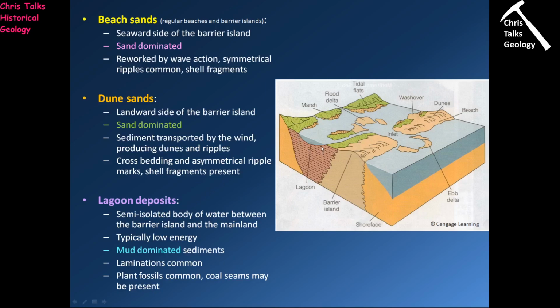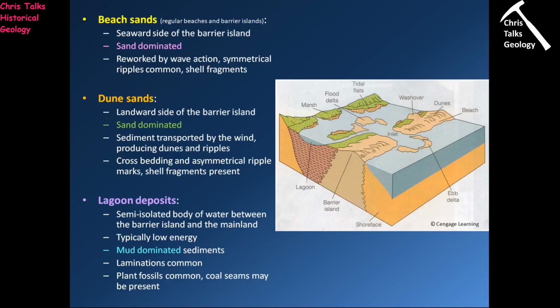In terms of sedimentary textures that we might see, we would expect to see laminations because the clay and the silt is raining out slowly onto the lagoon floor. And we would also expect to see quite large amounts of plant fossils, because a lot of lagoons tend to be very good environments for plant growth. So just think of swamps like the Florida Everglades, the classic example of a lagoonal environment.